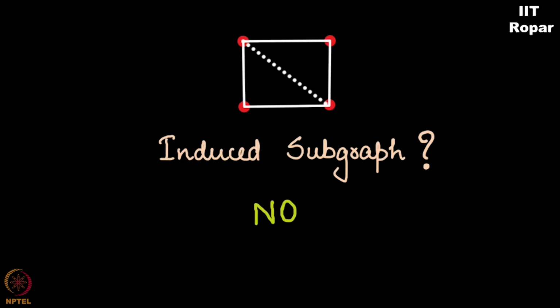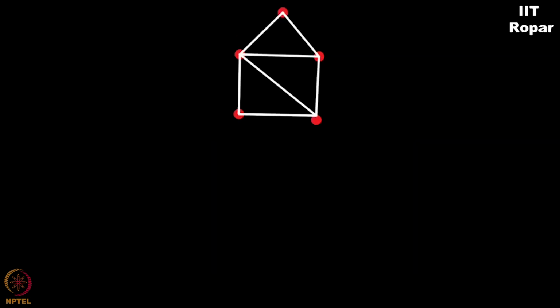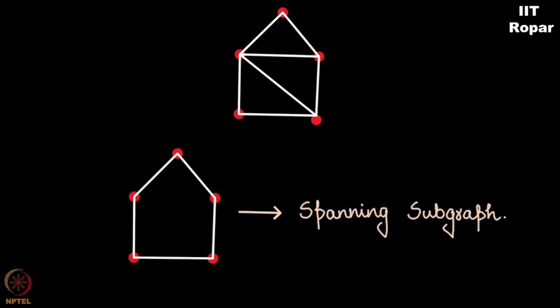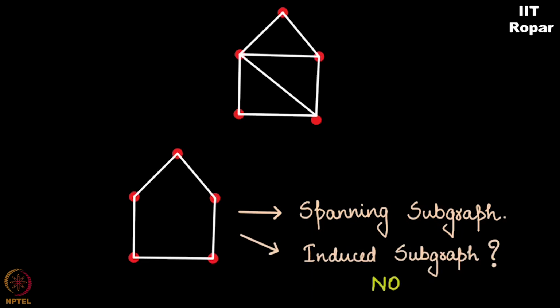Now for another quick example, see, this was the original graph. Now, this was a spanning subgraph if you remember, right? This is a spanning subgraph. But is it an induced subgraph? No, we haven't written this edge and this edge. So it is not an induced subgraph, but it is just a spanning subgraph.